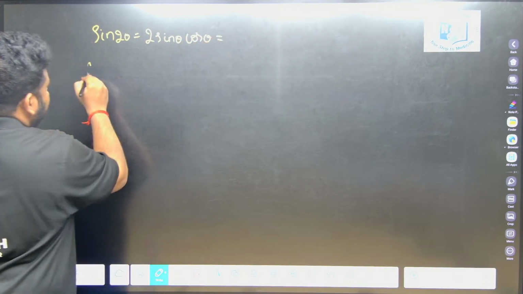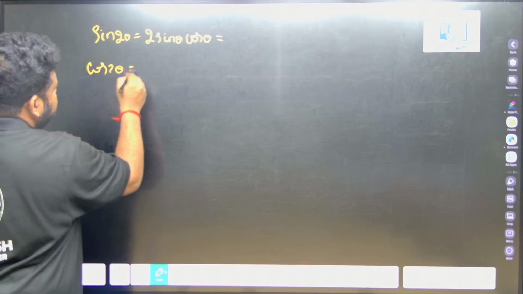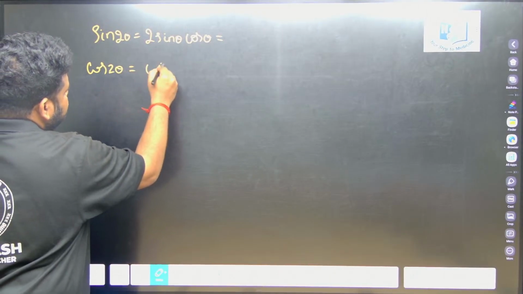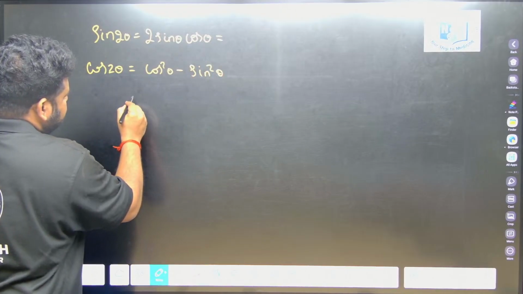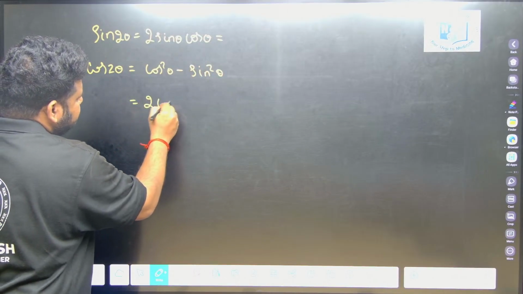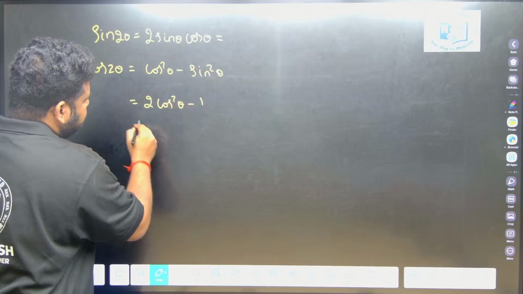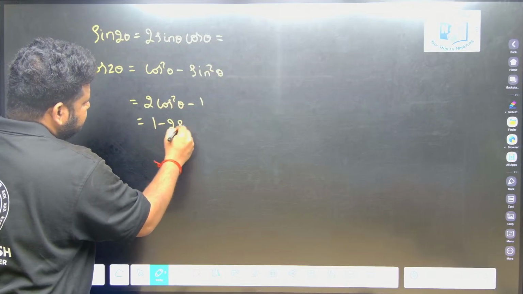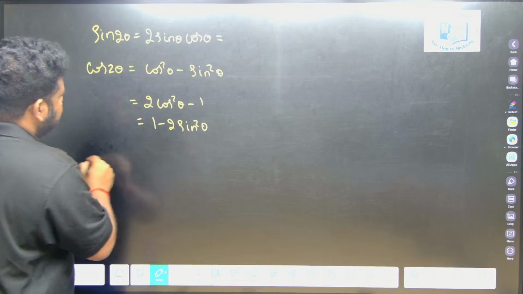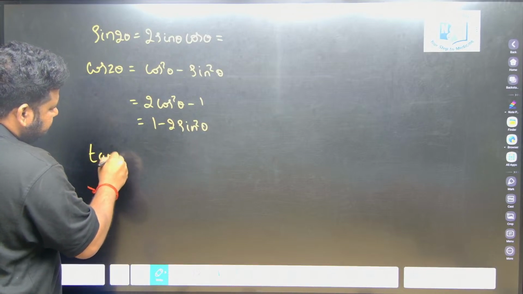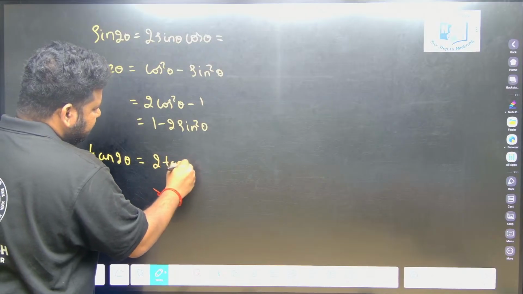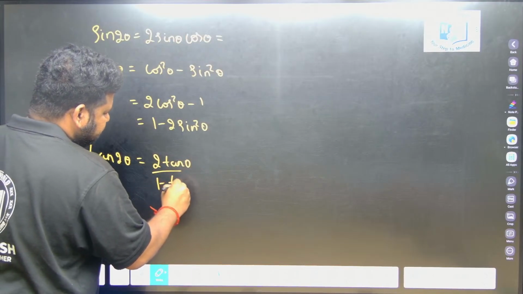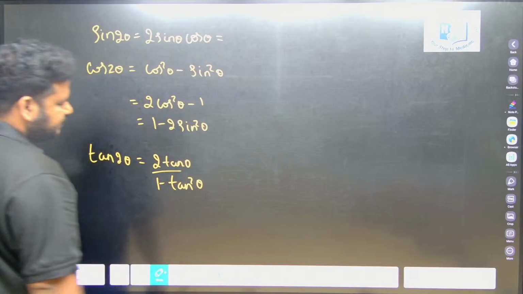And cos 2 theta, I wrote it as cos square theta minus sin square theta. Another form is 2 cos square theta minus 1, or 1 minus 2 sin square theta. And what about tan 2 theta? I told you that this will be equal to 2 tan theta by 1 minus tan square theta.